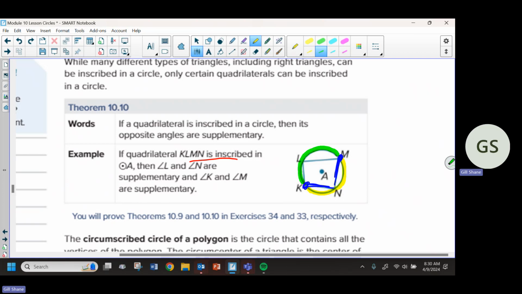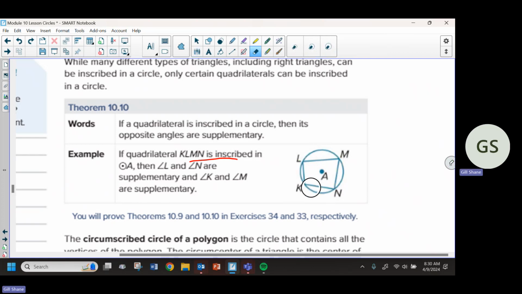It's half, right? So if I know the total of the arcs in those two angles, so again, the arc for angle N is green, the arc for angle L is yellow. If I know the total degrees in those two arcs is 360, I have two inscribed angles, which I know are half of the arcs. I just take half of 360. And that will always be the case if we use the other two.